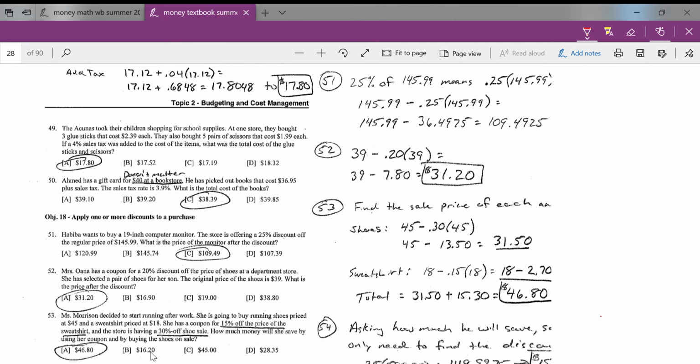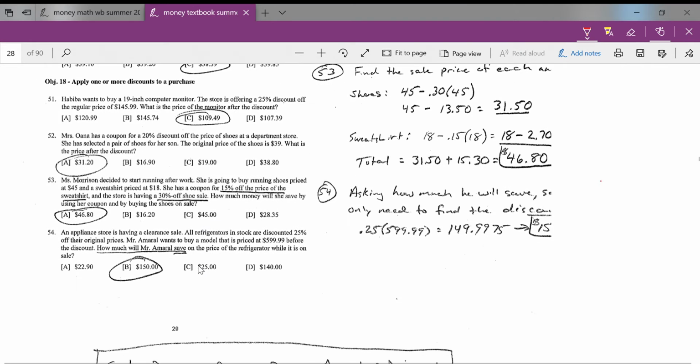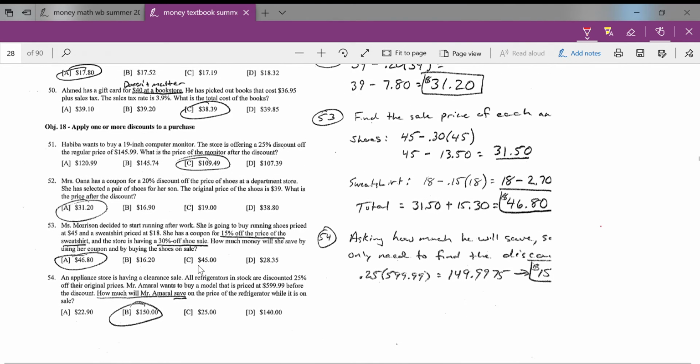Okay, we're doing a video here. I think we're going to do objectives 18 and 19 in one video because they're very similar objectives. So we're in the money textbook. If you don't have that, hit pause, go grab that. Objective 18 starts on page 29 here.